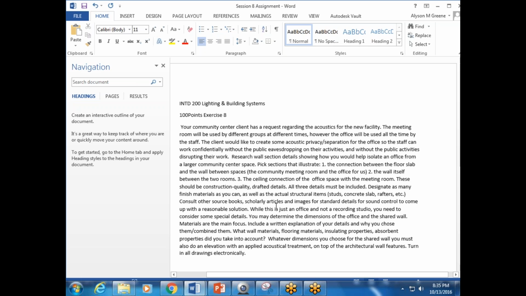Consult with other source books, scholarly articles, and images for standard details for sound control to come up with a reasonable solution. You may determine the dimensions of the office and the shared wall, although they don't matter at all, because for a wall section, you might tell me the height if you're going to give me a full overall wall section, but it might just be a portion, and I'll show you what I mean by that in a second. That's in there in case someone was going to ask what size is the office. It really doesn't matter, but you may determine them if you want. Materials are the main focus.